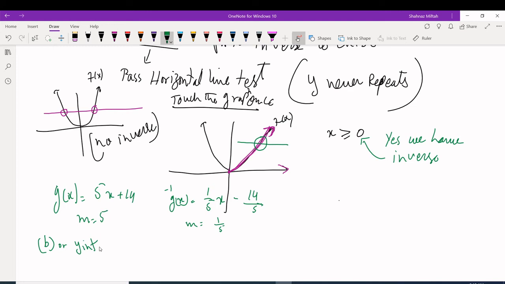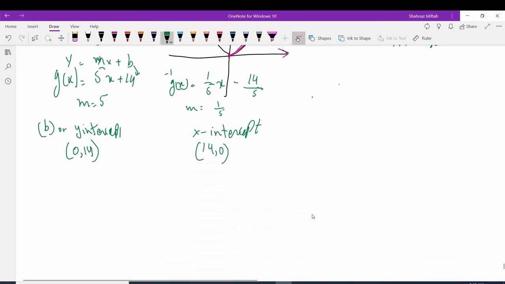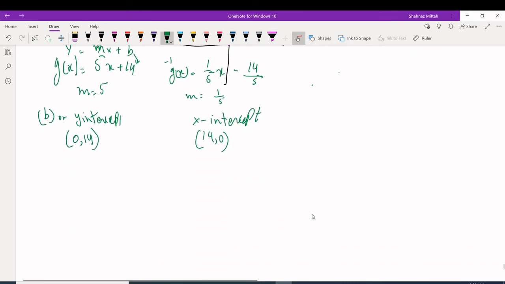You know this is y equals mx plus b. So this b is 14, which means it's the y-intercept. Y-intercept means when x is always 0. So I have 0 and 14. That's my y-intercept. What about here? I explained this before. This is the y-intercept. Then for the inverse, this is going to be the x-intercept, not the y-intercept. So what is my x-intercept? It's going to be 14 and 0. X-intercept means when y is always 0. I'm repeating that again.